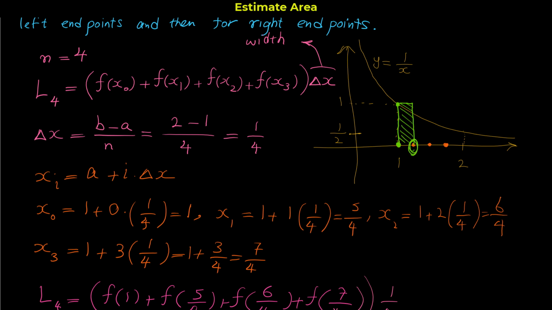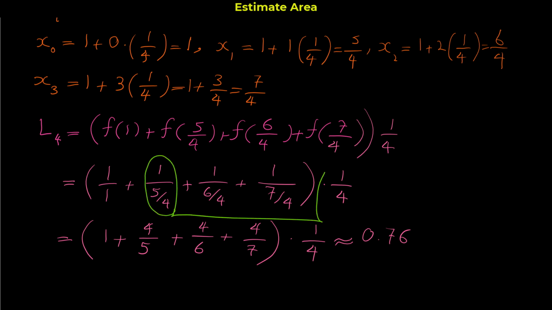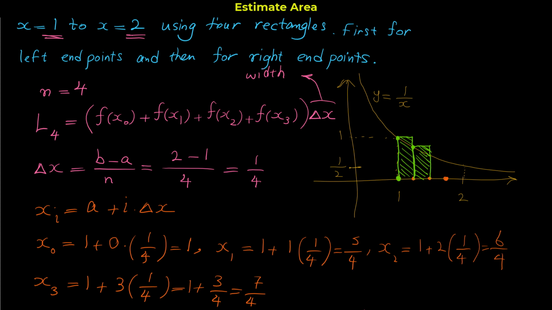Then we use the next point, which is here. And based on that, we go up to the curve. This is the y value. We make another rectangle. Then we calculate the area of here. What is the area of that rectangle? It's 1 over 5 over 4 times 1 over 4. And we continue this process for the next point. What is the next point? The next point is basically here. We use this point, we go up, we make a rectangle here, we calculate the area of here. And finally, we use the last point, which is x3. We go up, we make a rectangle like this. We add the area of all of these rectangles, and as you can see, it's an estimate for the actual area.